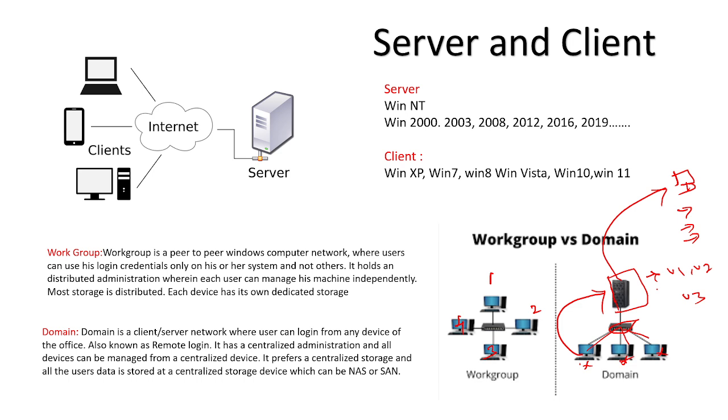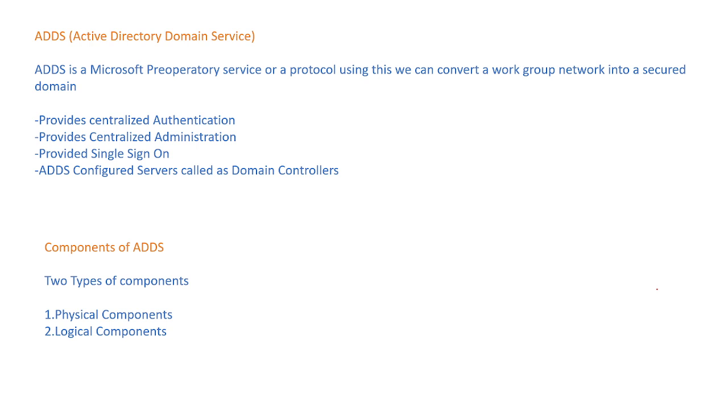A workgroup doesn't provide centralized control and administration, but a domain is a security boundary that will allow you to control and increase the security and to do centralized administration, and it will also provide centralized authentication. Now you are thinking, how can I convert one workgroup environment into a secured domain environment? Yes, that is possible by using a service called Active Directory Domain Services.